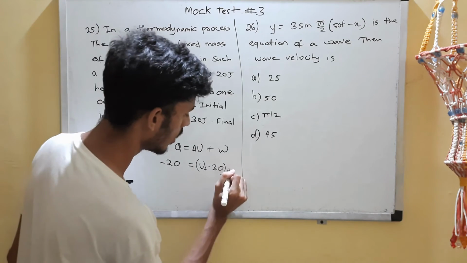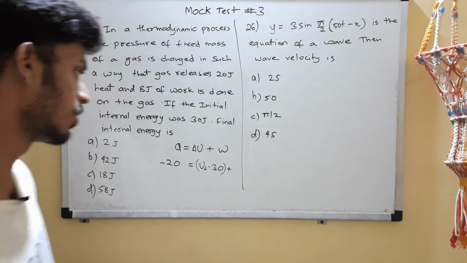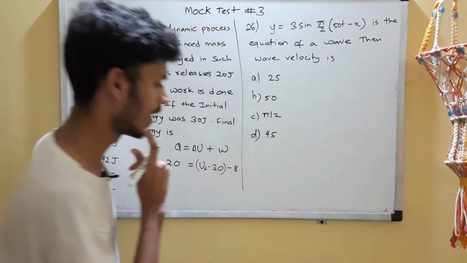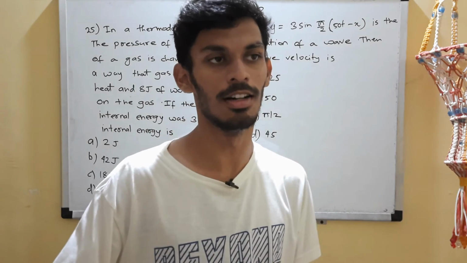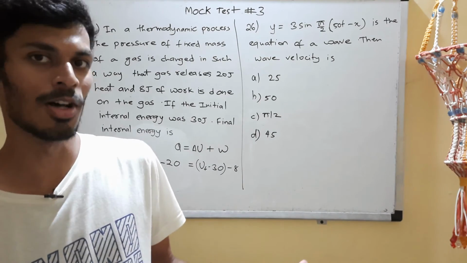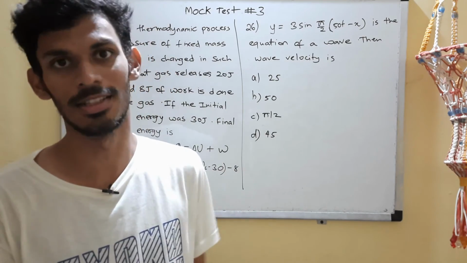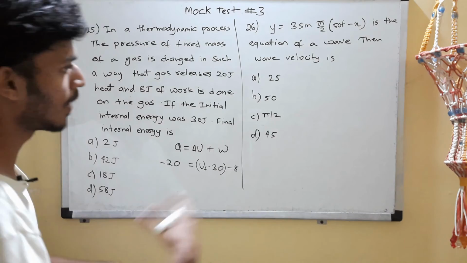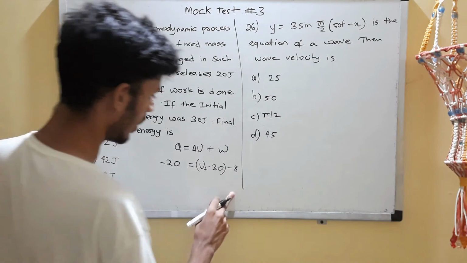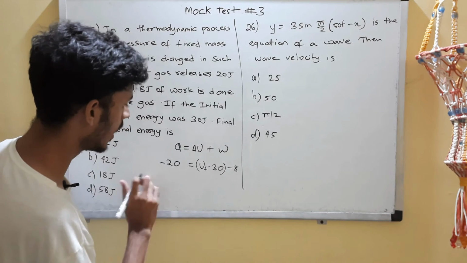So initially it was 30 joules, plus 8 joules of work is to be done on the gas. You need to do work on the gas, which is negative, so this is minus 8. Work done by the gas is positive, because we can use the gas for our profit, but work done on the gas is negative. So work done on the gas is negative 8.